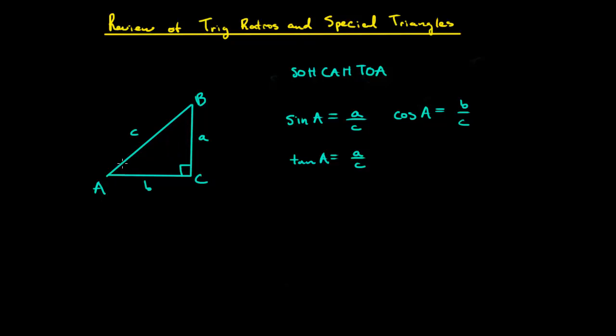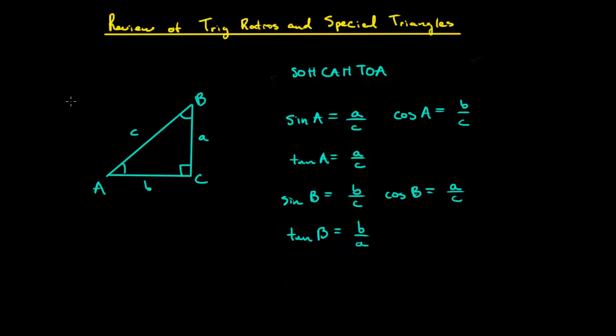We could also calculate the trigonometric ratios for angle B. So we could say that the sine of angle B is equal to b over c. The cosine of angle B is equal to a over c. And the tangent of B is equal to b over a, the opposite divided by the adjacent. The opposite side length is b, the adjacent is a. So b over a.